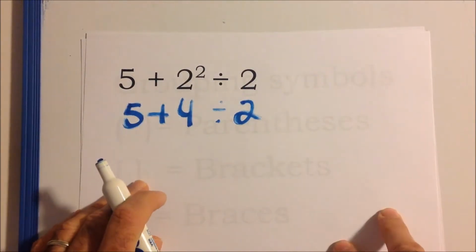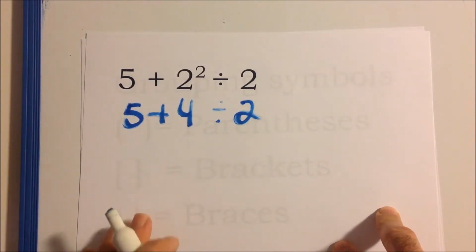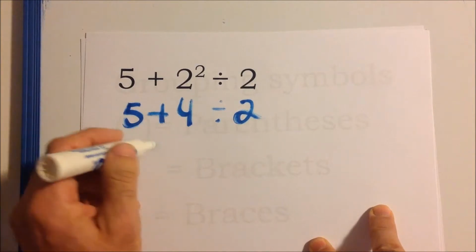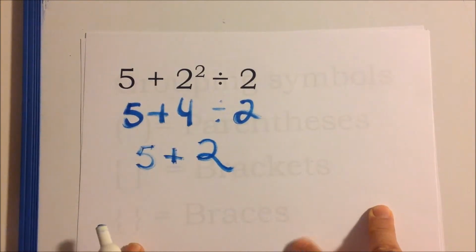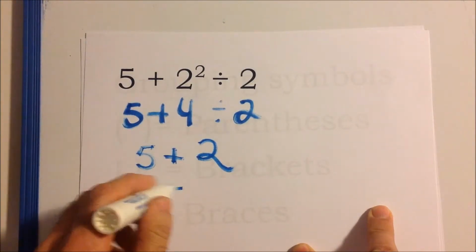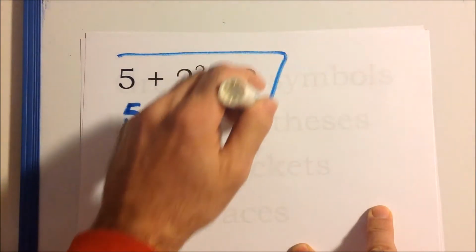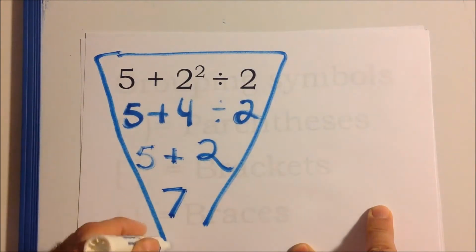Right? We want to do this one at a time. The next thing we should do is division. 5 plus, and 4 divided by 2 is 2. Now we're just left with 5 plus 2. And the answer is 7. We can form our upside down pizza.